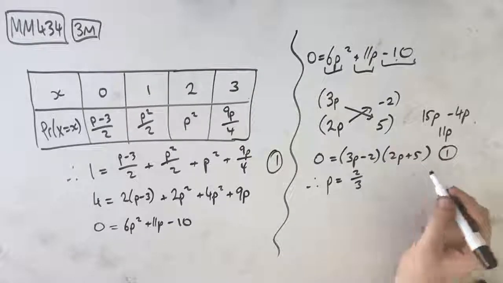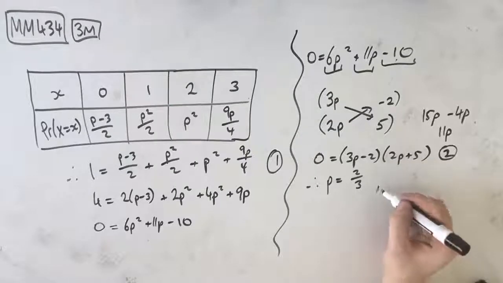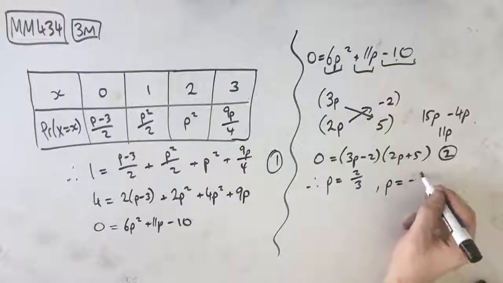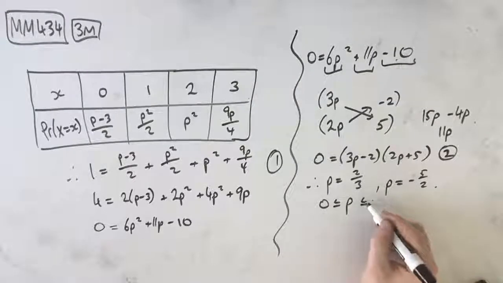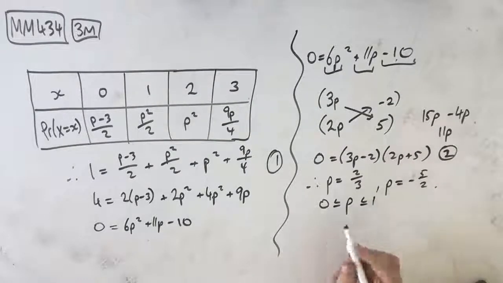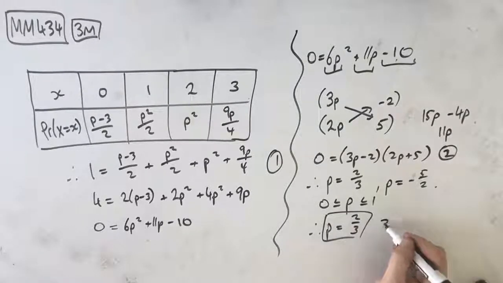Actually, that's probably our second mark. And then therefore p equals 2 on 3, and p equals negative 5 on 2. But p has to be between 0 and 1 because it's a probability, right? So therefore p can only equal 2 on 3, which is our third and final mark.